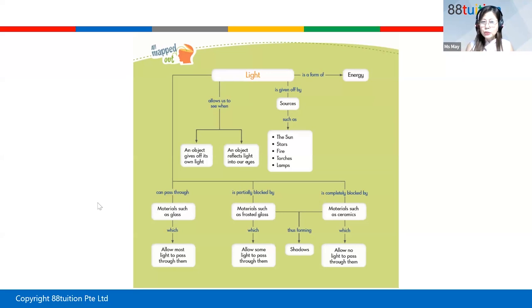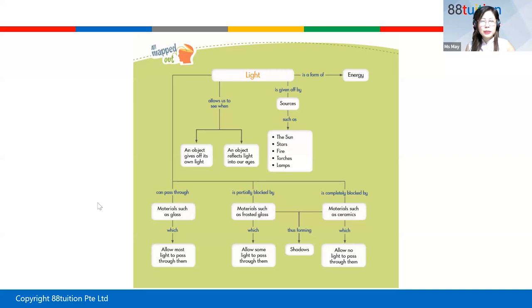What is energy? Light is a form of energy. The sources of light are the sun, the stars, fires, torches, and lamps. The two properties are: light allows us to see, and there are objects that give off their own light and objects that reflect light into our eyes. You can see a light source because it gives off its own light. You can see other objects because they reflect light into our eyes.